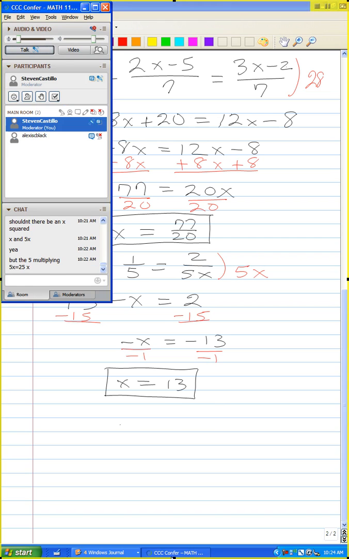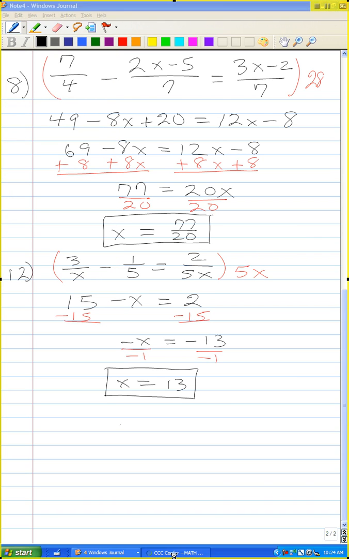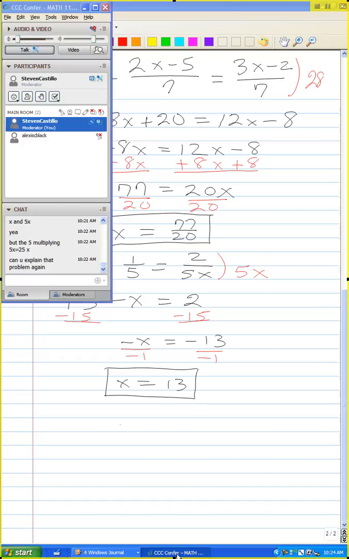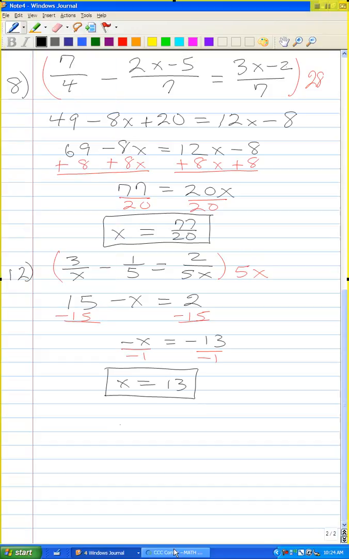If you multiply by 5, yes, you get 25, but you're dividing. Okay, I'll explain this again. Let me write it here. So 3 over x times 5x. Let me write it over 1. 5x divided by x is 5. x divided by x is 1. And now you get 3 times 5 is 15. That's how you get this first term.